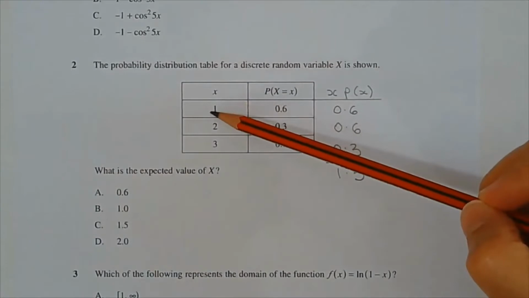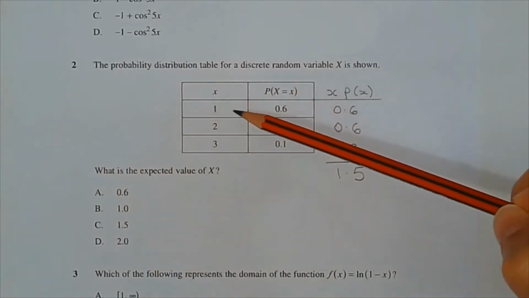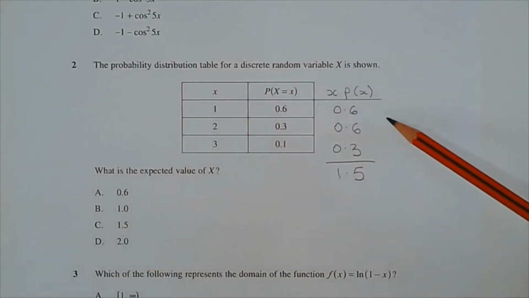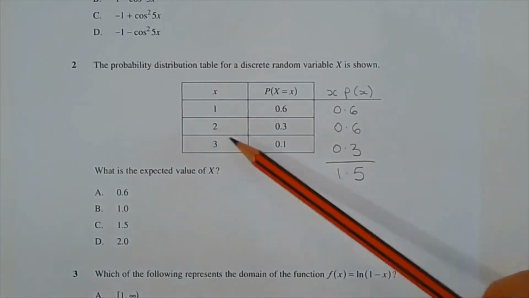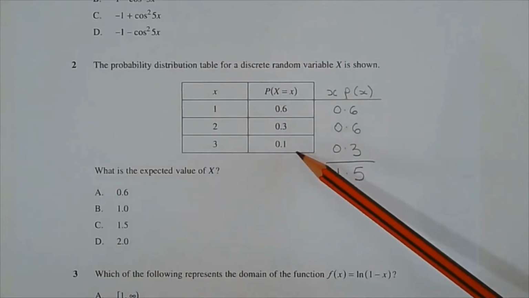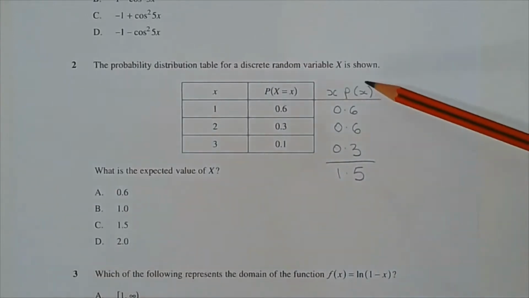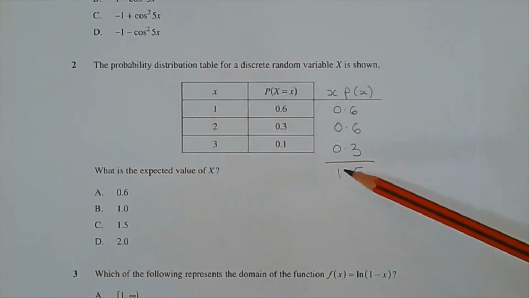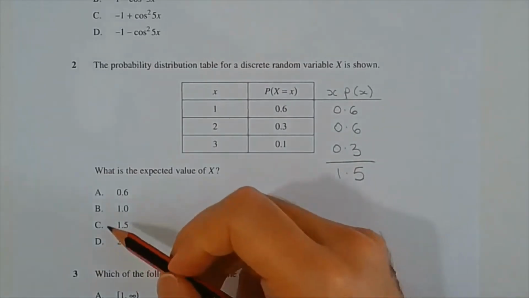So we take the score and then multiply it by the probability of that score occurring. So 1 multiplied by 0.6 is 0.6. 2 multiplied by 0.3 is equal to 0.6. And 3 multiplied by 0.1 is 0.3. And then we take the sum of that column, and that's equal to 1.5. Therefore, the answer is option C.